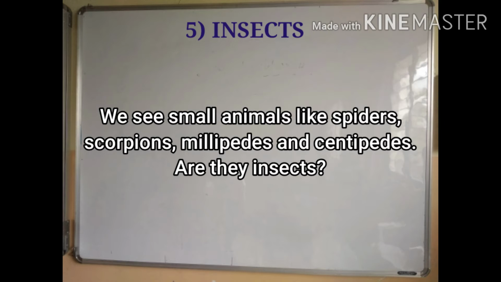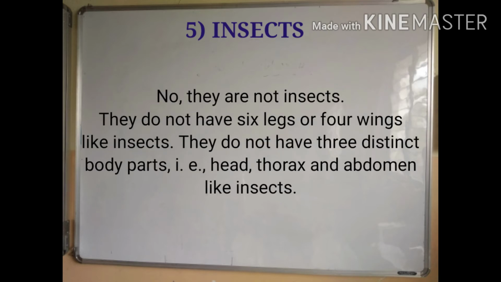Are they insects? What do you think? Think about this. Now here is the answer. No, they are not insects. They do not have 6 legs or 4 wings like insects. They do not have 3 distinct body parts, that is head, thorax and abdomen, like insects. Understood? Here we have seen that insects have a head, thorax and abdomen.